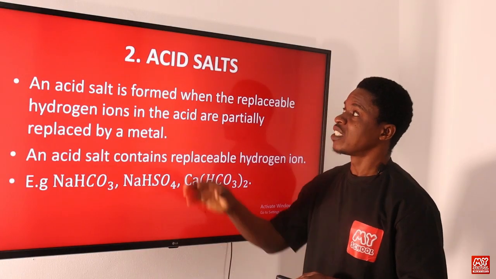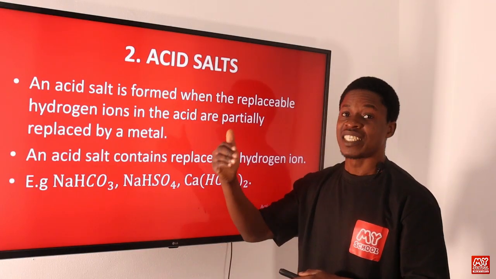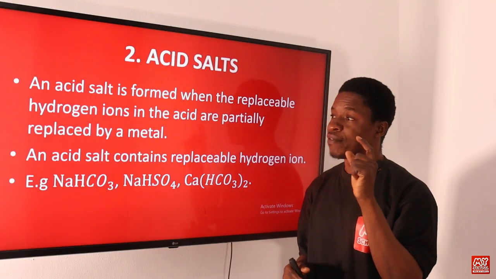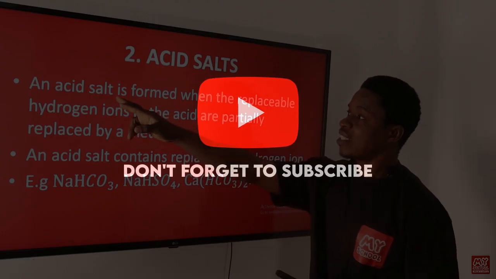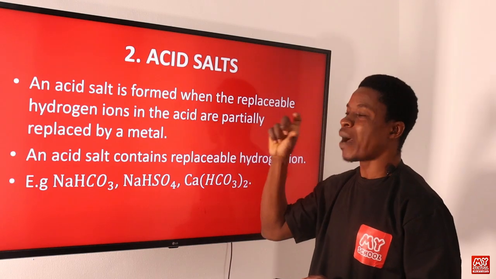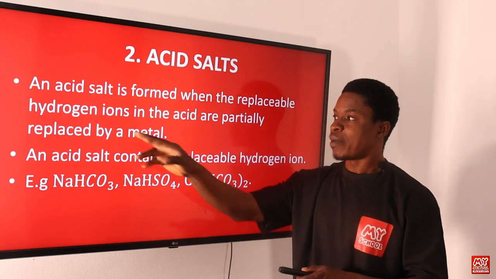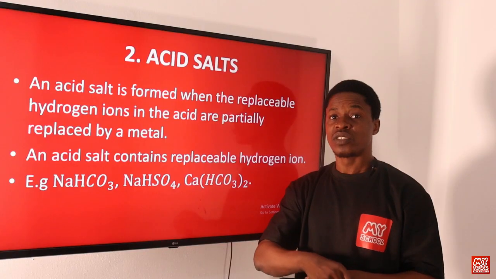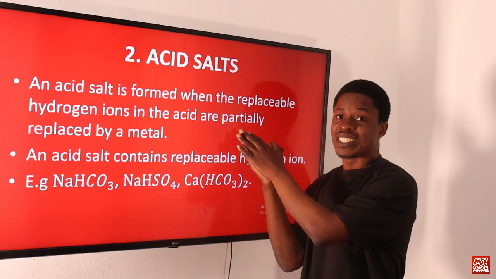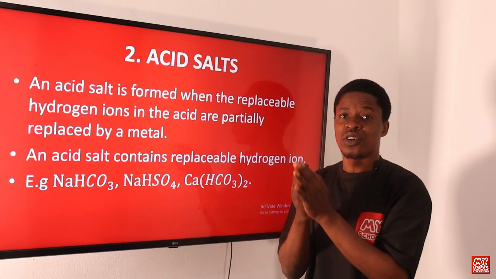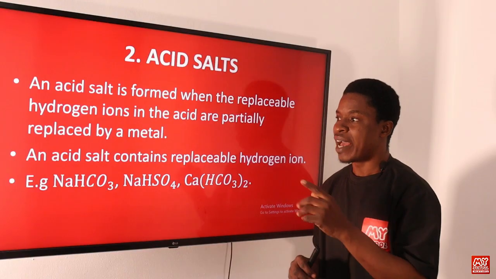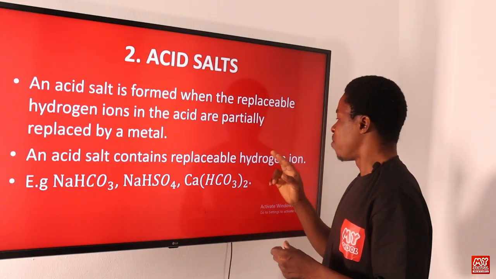The second type of salt is the acid salts, okay. Of course, as the name implies, acid, so it must definitely have hydrogen ion present in the formula. An acid salt is formed when the replaceable hydrogen ions in the acid are partially replaced, not all, by metal. Remember, in normal salts, all the replaceable hydrogen ions have been replaced. But in the case of acid salt, we still have 1 or 2 hydrogen ions present in it. So not all of them, they are partially filled by metal.